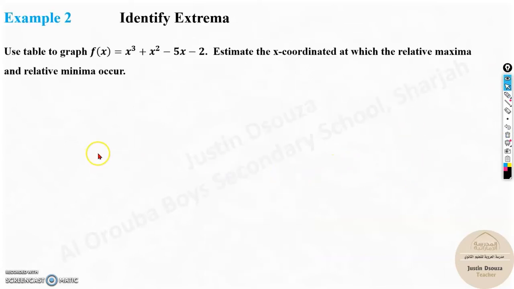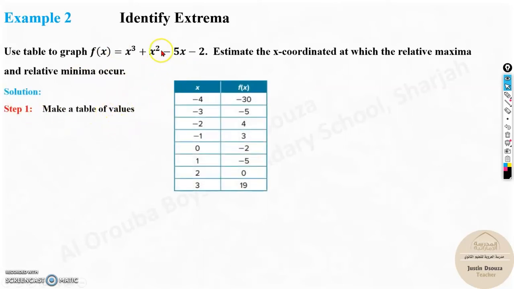Now we will see a problem over here. Identify the extrema. We have this function. We need to use the table and graph this and estimate the x coordinate at which the relative maxima and relative minima occur. Now, it's very simple. You need to make a table of values. So what do you do in the table of values? Take some random values. Now this is a cubic, you can see it's a cubic graph, so x to the power 3 is the degree. So take some values less than 0 and greater than 0 and find it out.